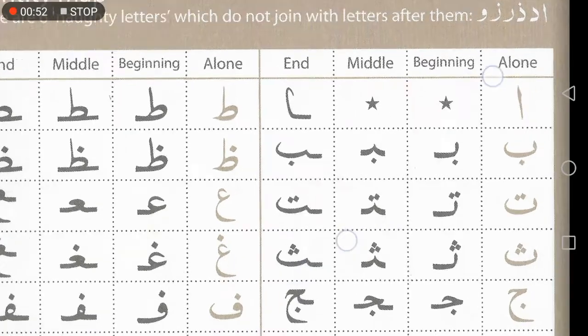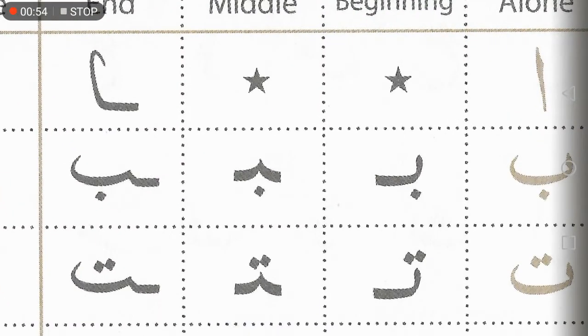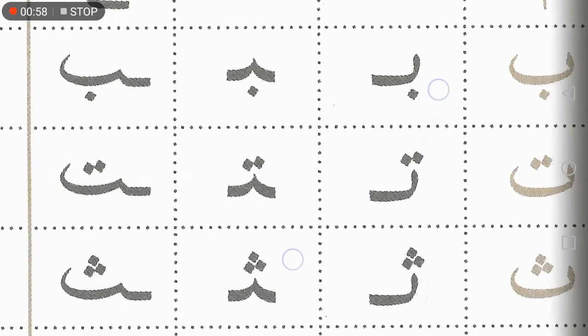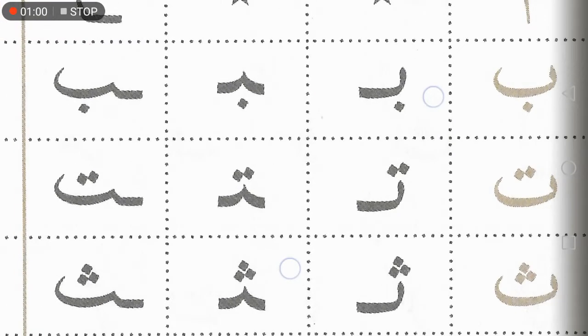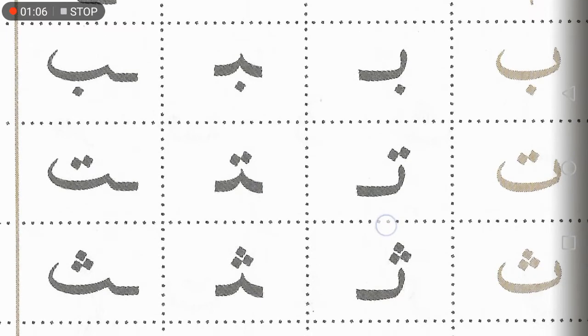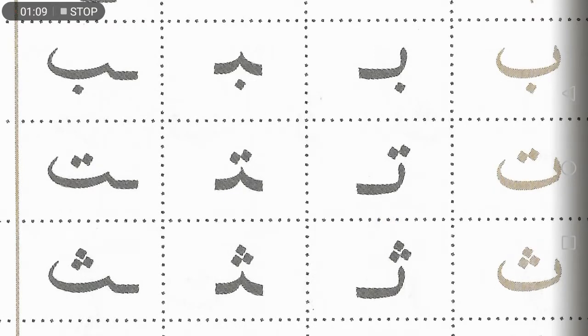So if we start, just have a quick look over here at ba, ta, and tha. The way that they appear when they're alone is on the right. The way that they appear when they're at the beginning of the word, that's in the second column. The way that they appear when they're in the middle of a word, that's in the third column. And the way that they appear at the end of a word is in the end column.